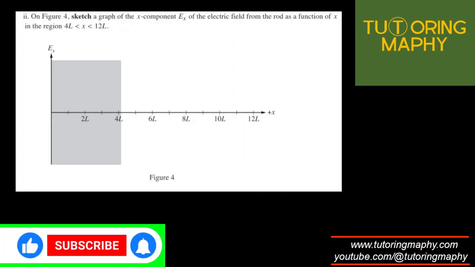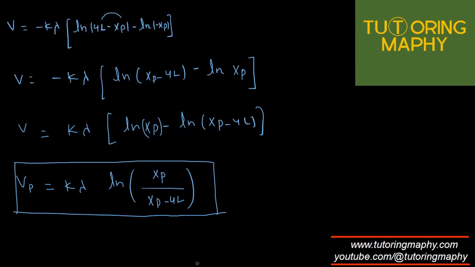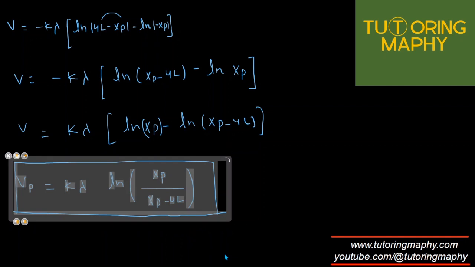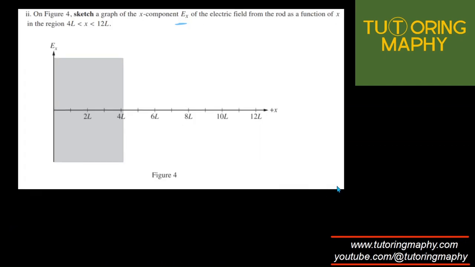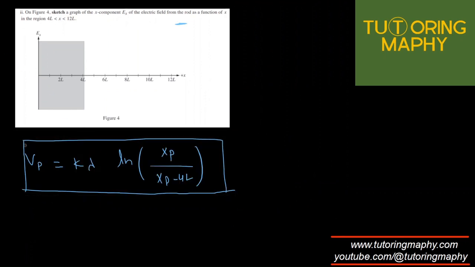Let's move on to the last one. On this figure 4, sketch a graph of the x component of the electric field from the rod as a function of x. We know that the potential is already this, and we need to find the electric field. Let me just borrow this expression over on this page. Now, what is the electric field? Electric field is given by negative dV/dx. So I already have the value of potential, and I'm just going to find the derivative of this.